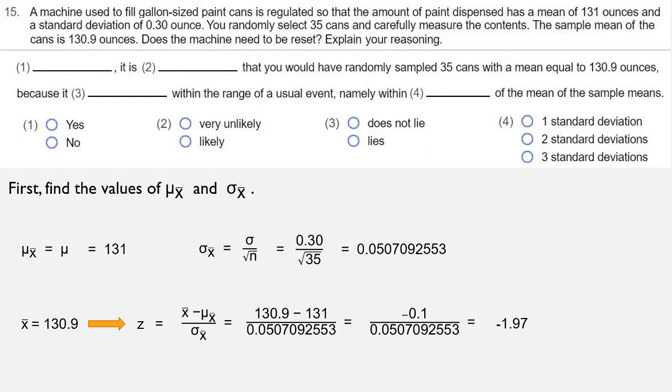So let's try to answer this question. It's a sentence where we fill in several blanks. The first question is, are we supposed to recalibrate the machine? And the answer is no. The reason it's no is that it is likely that you would have a randomly sampled 35 cans with a mean equal to 130.9 ounces because it lies within the range of a usual event, namely within 2 standard deviations of the mean. So those 4 choices give you your answer, and that's your answer.